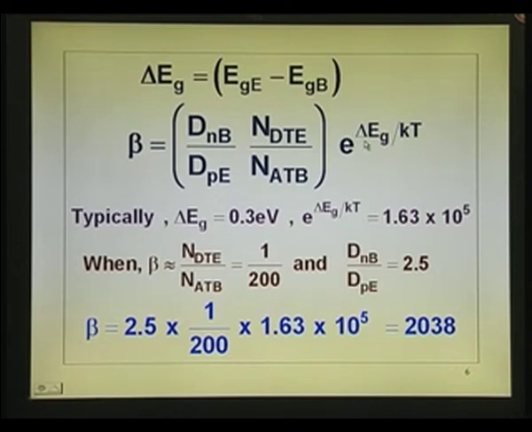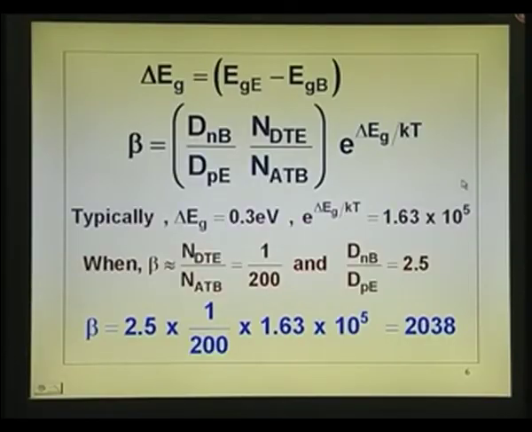Delta EG is 300 millielectron volts divided by 25 millielectron volts, so e to the power of 12, which is about that. So this number is 10 to the power of 5. Now you can see what you have gained by using an emitter which is not of gallium arsenide, but of aluminum gallium arsenide, and a base of gallium arsenide. So that is 10 to the power of 5.